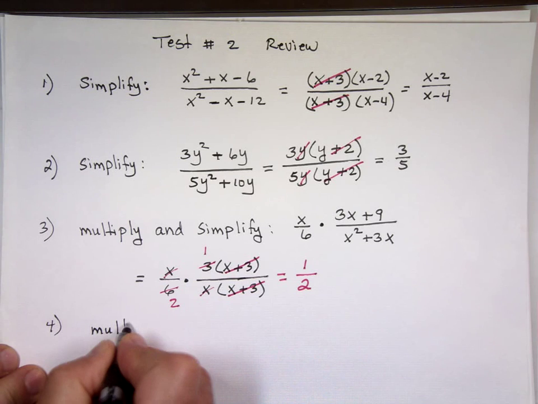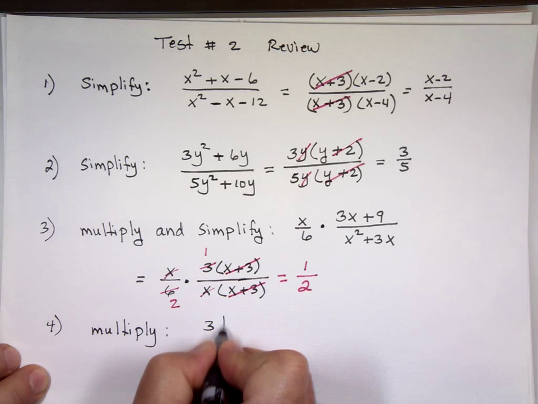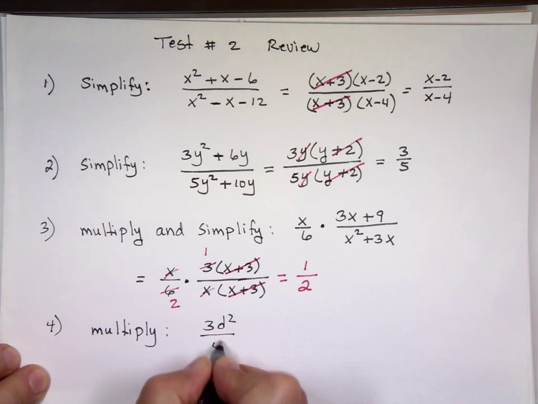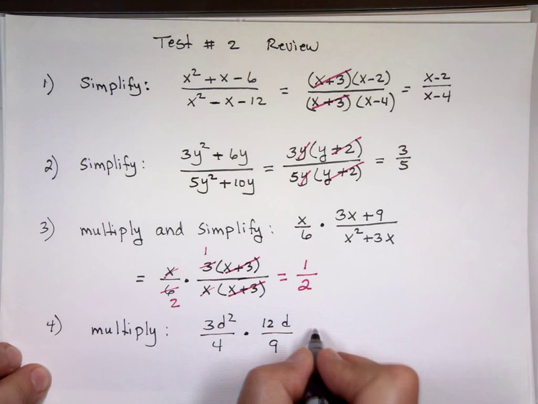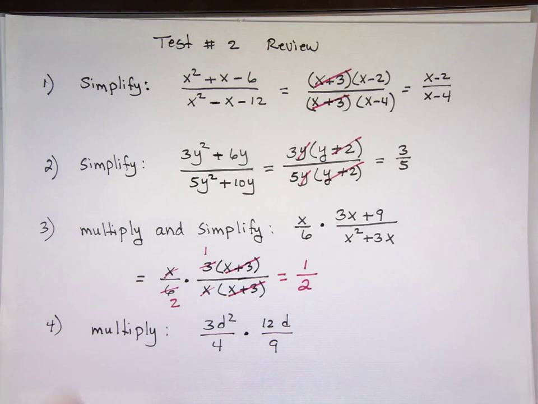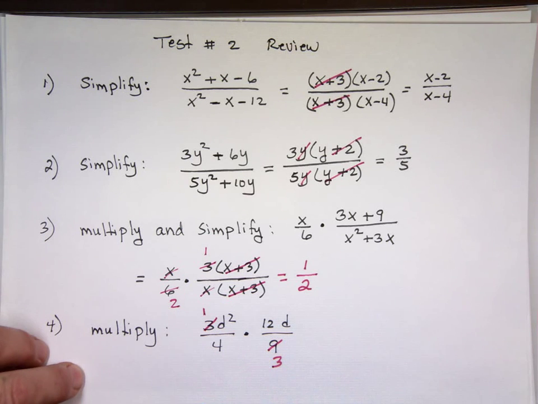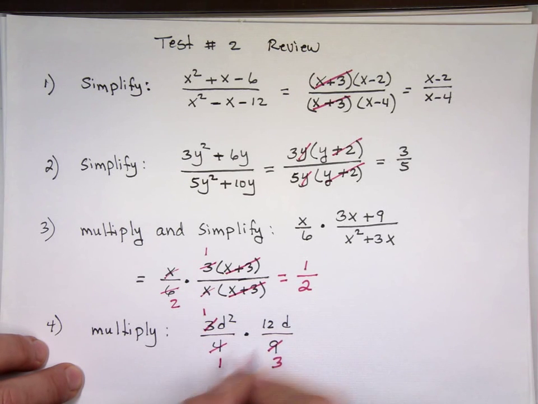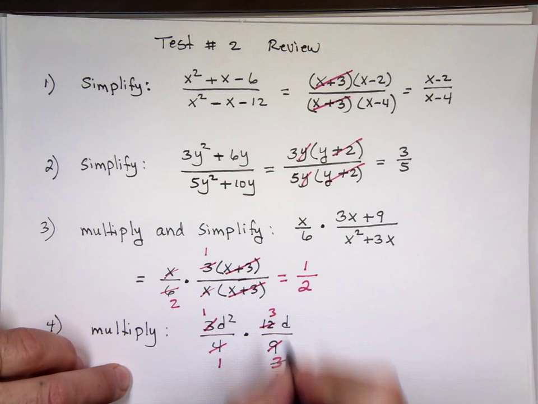Multiply. Again, means multiply and simplify. 3d squared over 4 times 12d over 9. Here we go. By 3 this is 1, by 3 this is 3. By 4 this is 1, by 4 this is 3. Am I done? Not really. By 3, this is 1. By 3, this is 1.